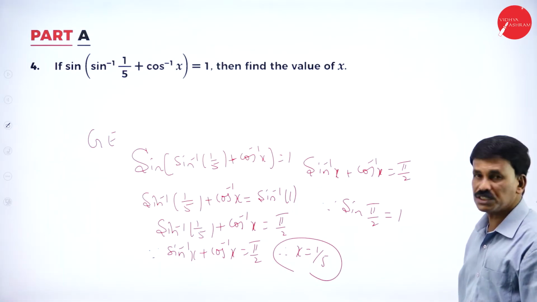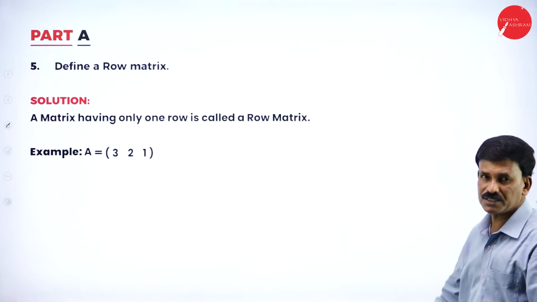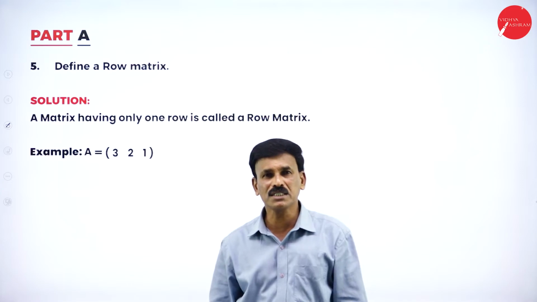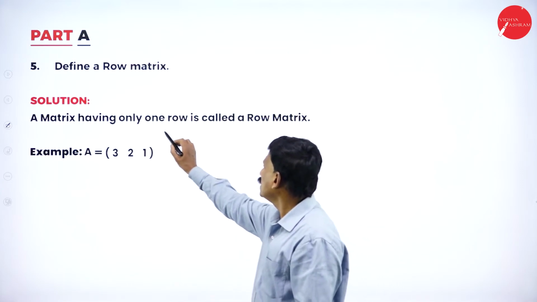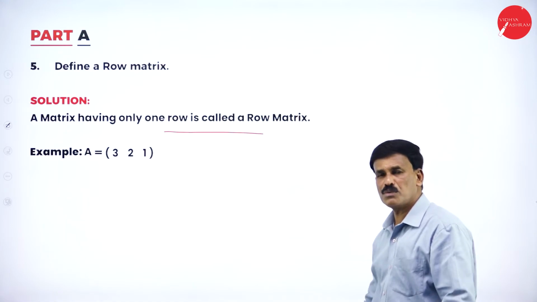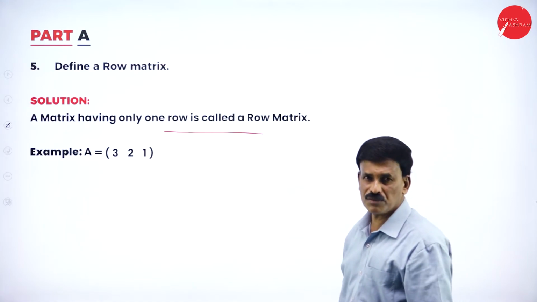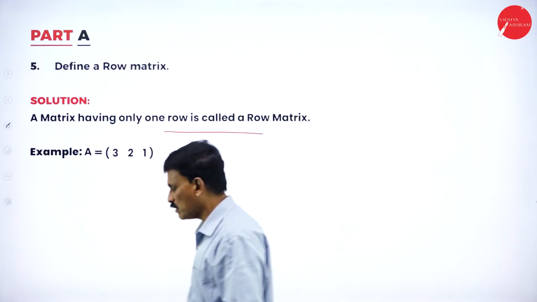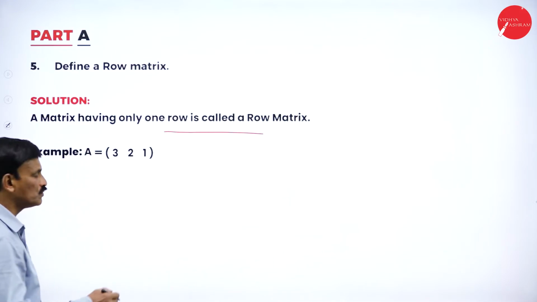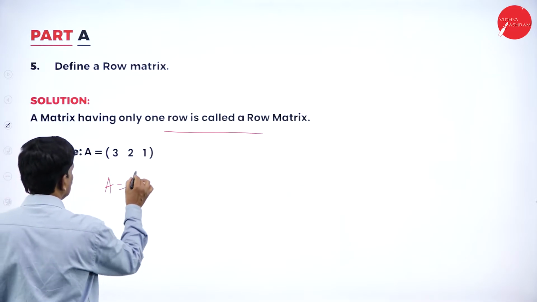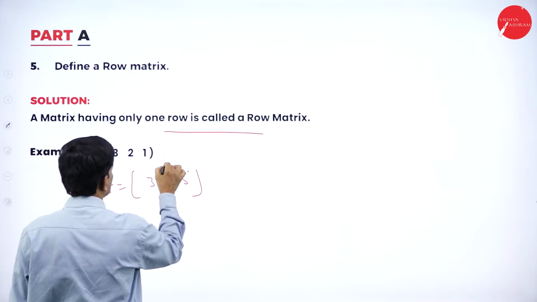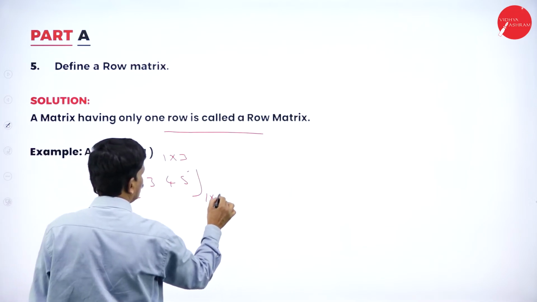Now let us come to question number 5. Define a row matrix. As you know, a row matrix, column matrix: a matrix having only one row is called a row matrix. Suppose it is a column, a matrix having only one column is called a column matrix. So a row matrix is denoted as A is equal to [3, 2, 1]. Or if you want one more, a matrix [3, 4, 5]. So these are all row matrices. They contain one row and 3 columns.